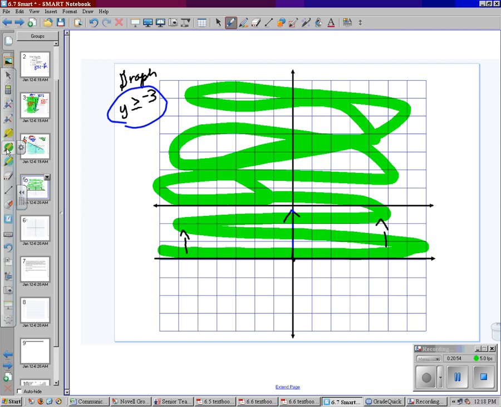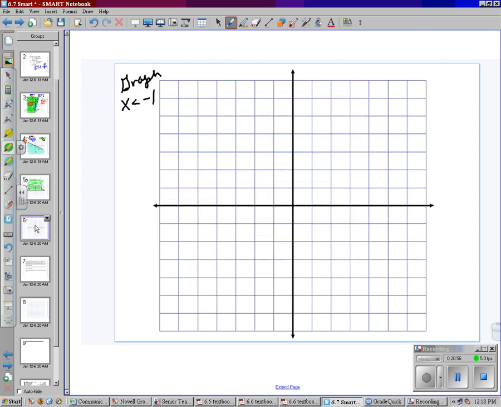Y greater, y less are horizontal lines. What about x less and x greater? What kind of lines are those? What do we call this? Vertical, that's right. They can't see us going with our hands, so if they're listening to us on the internet, we've got to go up and down.